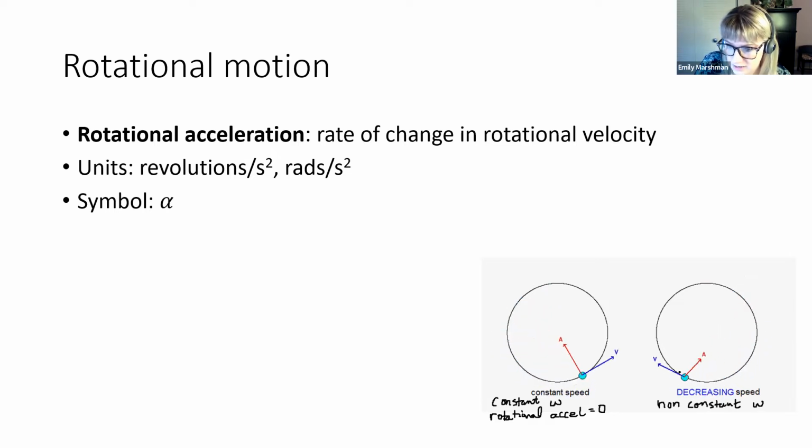It's slowing down here. And then it begins to speed up, right? So the rotational velocity is not constant here. And that means that the rotational acceleration is non-zero. It does have a rotational acceleration here. It's either speeding up or slowing down.